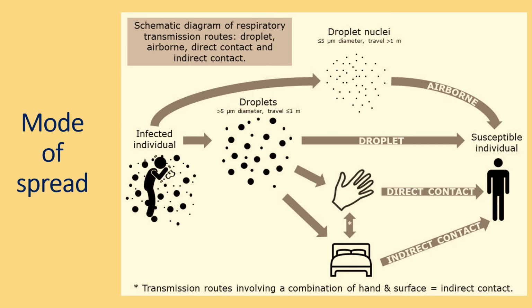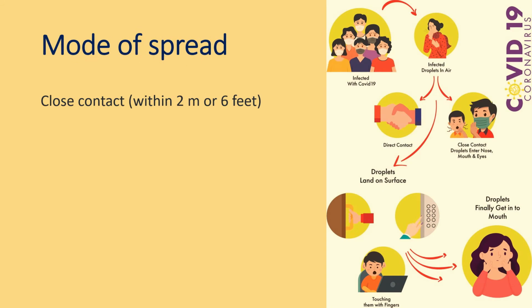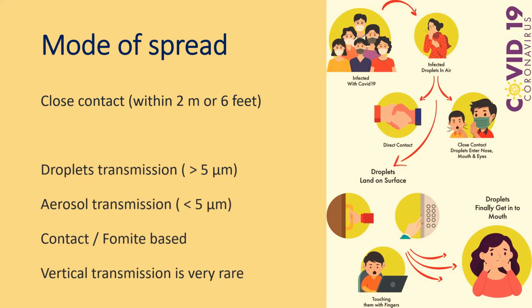The common modes of transmission of infection can be mediated by droplets, airborne, direct contact, or through indirect contact. Close contacts within 2 meter or 6 feet distance are more prone to infections. Droplet-mediated infection is the most common mode of transmission that was observed initially. However, aerosol-mediated transmission is also being recognized increasingly. Vertical transmission is extremely rare in SARS CoV infection.